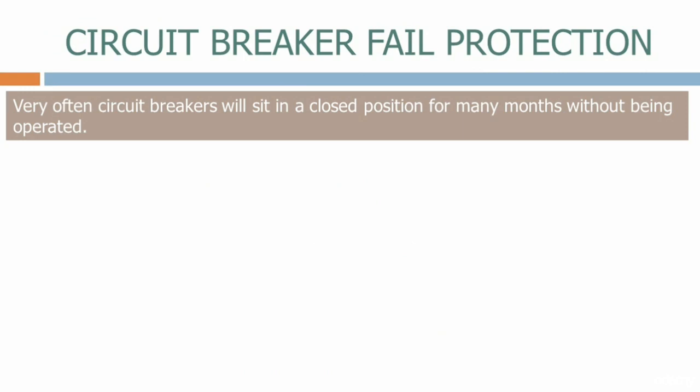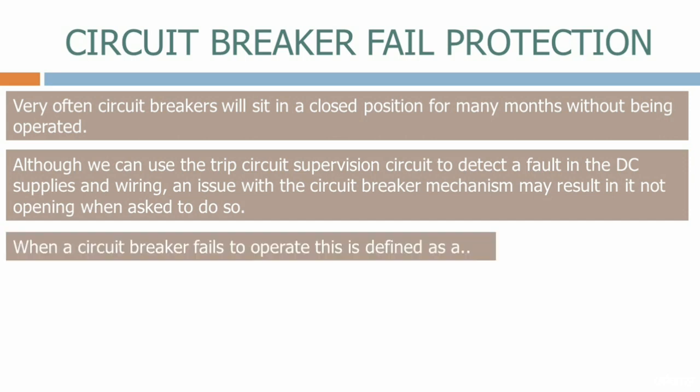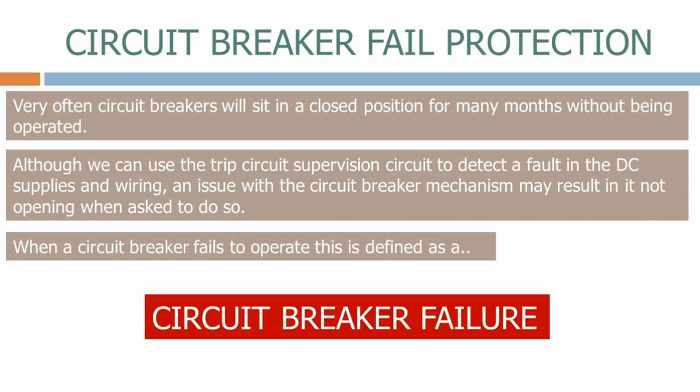Very often, circuit breakers will sit in a closed position for many months without being operated. Although we can use the trip circuit supervision circuit to detect a fault in the DC supplies and wiring, an issue with the circuit breaker mechanism may result in it not opening when asked to do so. When a circuit breaker fails to operate, this is defined as a circuit breaker failure.